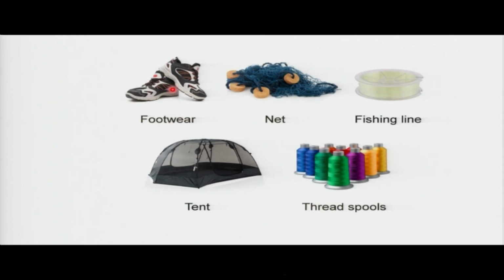So we have the footwear, which can be made out of nylon 6,6, and nets, which are actually for fishing, for example this fishing line, and we can have fishing nets. They can be used to make tents, and to make threads. These threads can be turned into clothes.